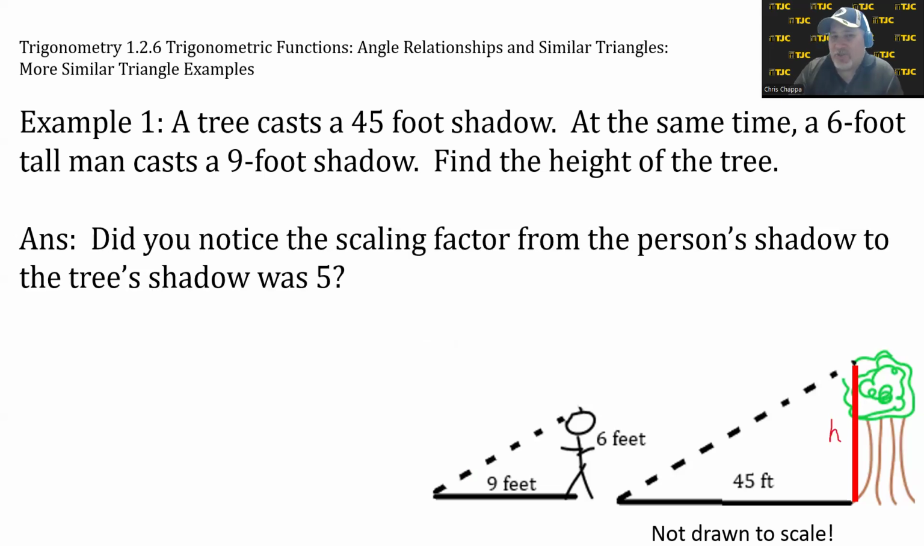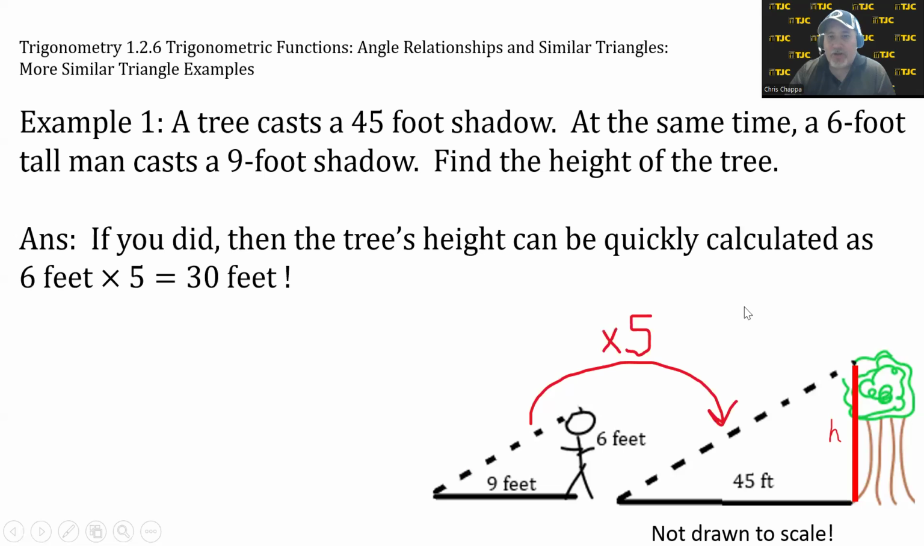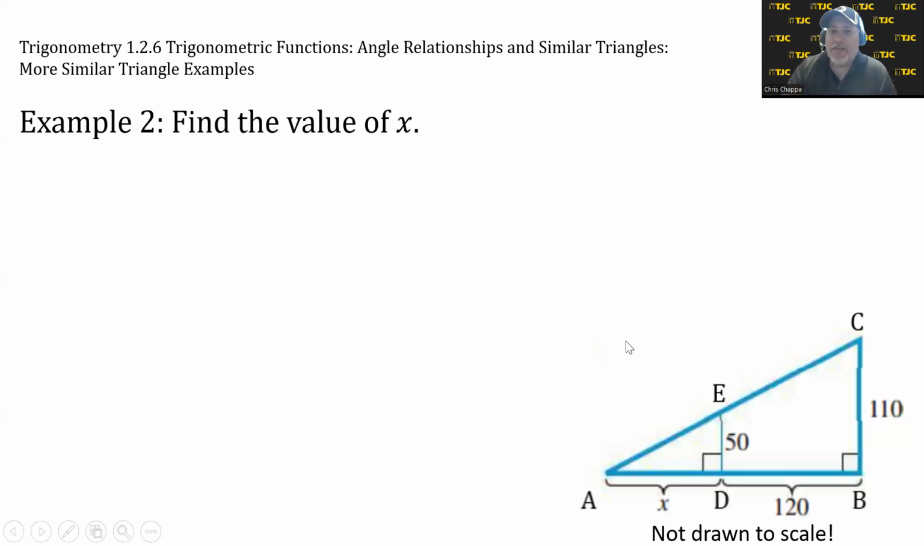Now, did you notice that there was a scaling factor from the person's shadow to the tree shadow, and that scaling factor was 5? The tree shadow was 5 times as long as the person's shadow. So we could have just said 6 times 5 is 30 and been done with it. That's not always that easy, but if you spot the scaling factor in similar triangles, you can take advantage of it. Example 2, find the value of x.